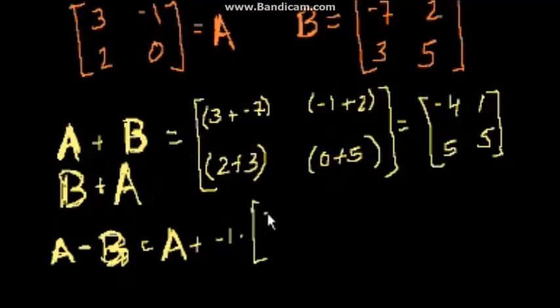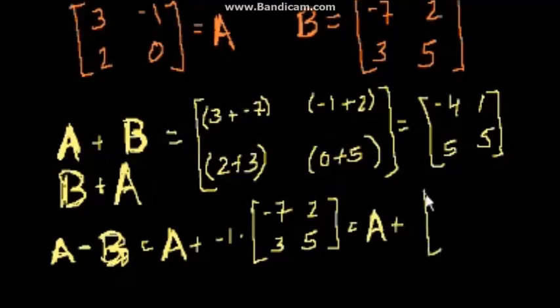And what's B? Well, B is -7, 2, 3, 5. And when you multiply a scalar, when you just multiply a number times a matrix, you just multiply that number times every one of its elements. So that equals matrix A plus the matrix where we multiply this -1 times every element in here. So 7, -2, -3, and 5.